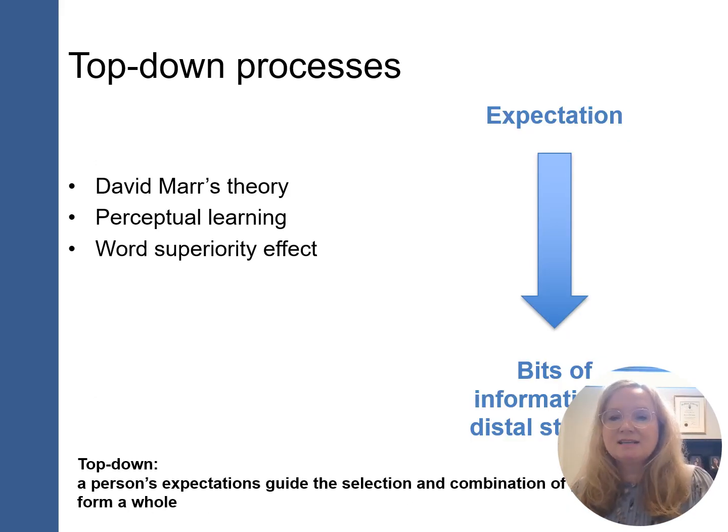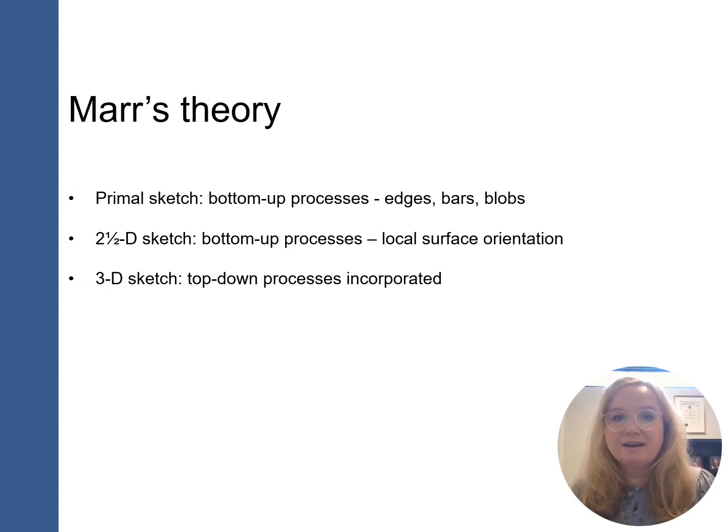So the idea is that we must have our prior history, our prior learning, our prior expectations, and that is influencing the bits of information that are coming in, and how we decide what we decide about something. So in top-down processes, we'll talk a little bit about David Marr's theory and perceptual learning, and use the example of the word superiority effect. So in Marr's theory, the idea is that we probably have a primal sketch, which is the bottom-up process.